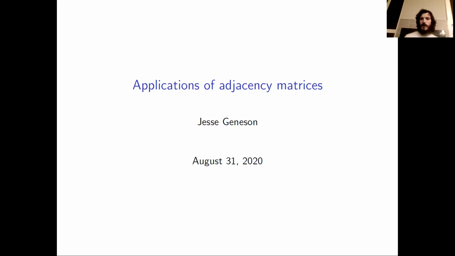In the past few videos, we've been discussing adjacency matrices. We've been looking at their properties and ways to calculate their eigenvalues when the graphs are particularly nice. In this video, we're going to focus on some applications of adjacency matrices. We'll look at some examples where we're dealing with a graph that represents flights between cities.